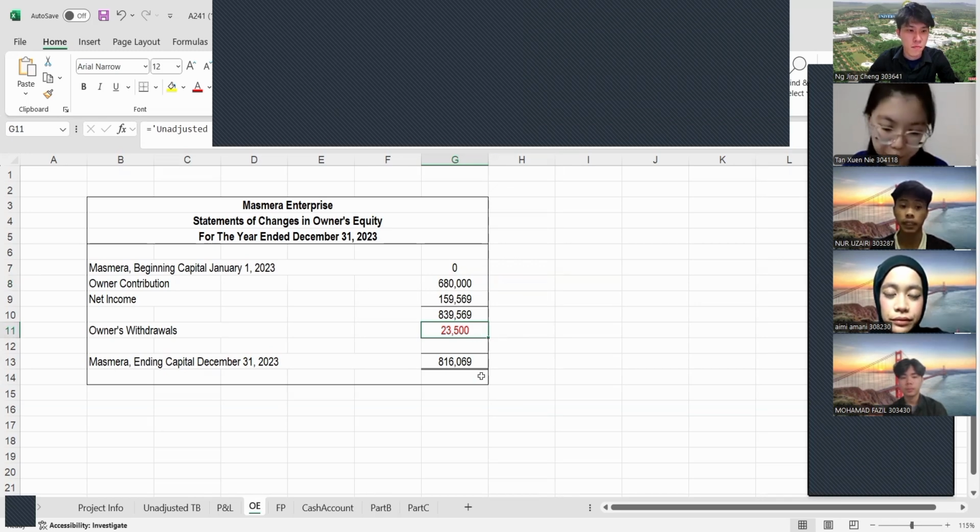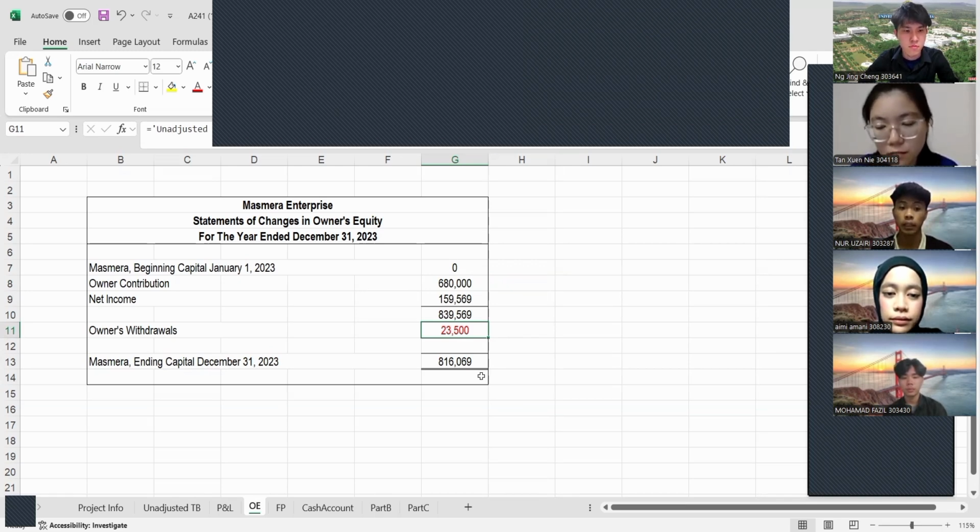Oh, so that makes sense, but why is this statement so important? It's crucial because it provides a clear picture of the changes in equity over time. This helps the owner or stakeholders understand how the business is performing financially, whether it's growing or facing challenges.